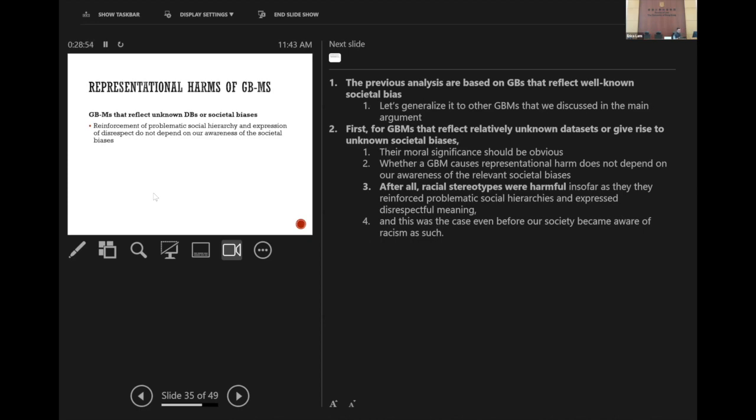So the previous discussion draws from generative bias that reflects well-known societal bias. So let me now generalize it to the other GBMs we discussed in the main argument. First, for GBMs that reflect unknown dataset bias or societal bias, it should be clear that moral significance is there, right? Because whether a GBM causes representational harm does not depend on our awareness of the relevant societal bias at all. So for example, racial stereotypes are harmful, or were harmful, right?